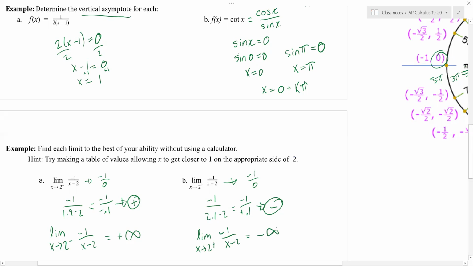So make sure that you always check your sign by plugging in numbers for when you get infinity, a number over 0 for your limit.